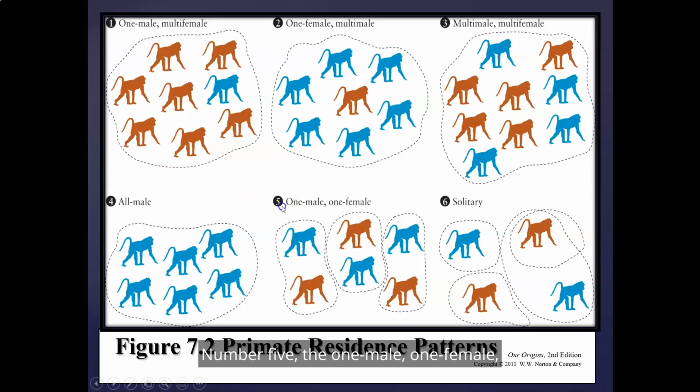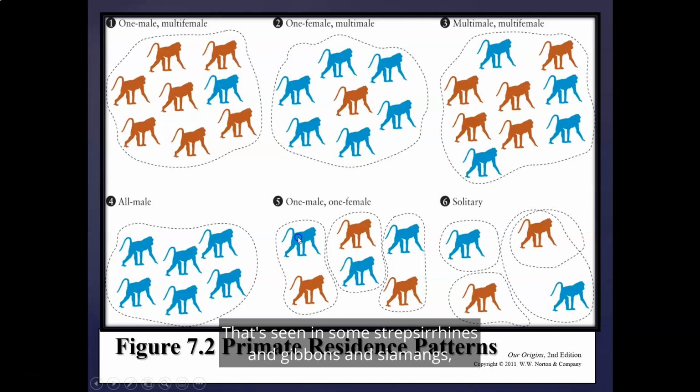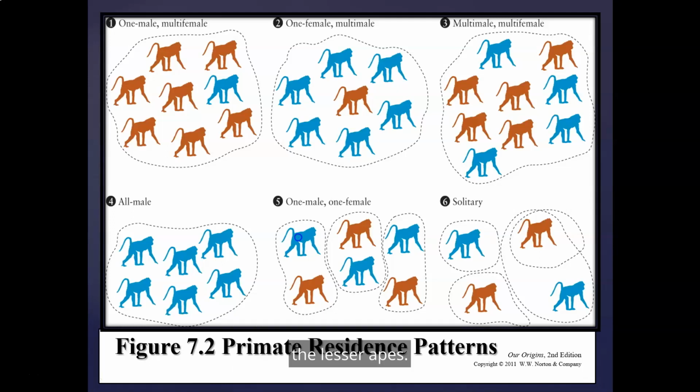Number 5, the one male, one female, the monogamous mating strategy that's seen in some Strepsirrhines and gibbons and siamangs, the lesser apes. And then the solitary strategy is really only seen in orangutans. Typically what happens is the male will mate with all of the females that are within his range. So even though it's a solitary grouping, the male is still practicing polygyny, meaning that he's mating with multiple females that are in his reproductive range.